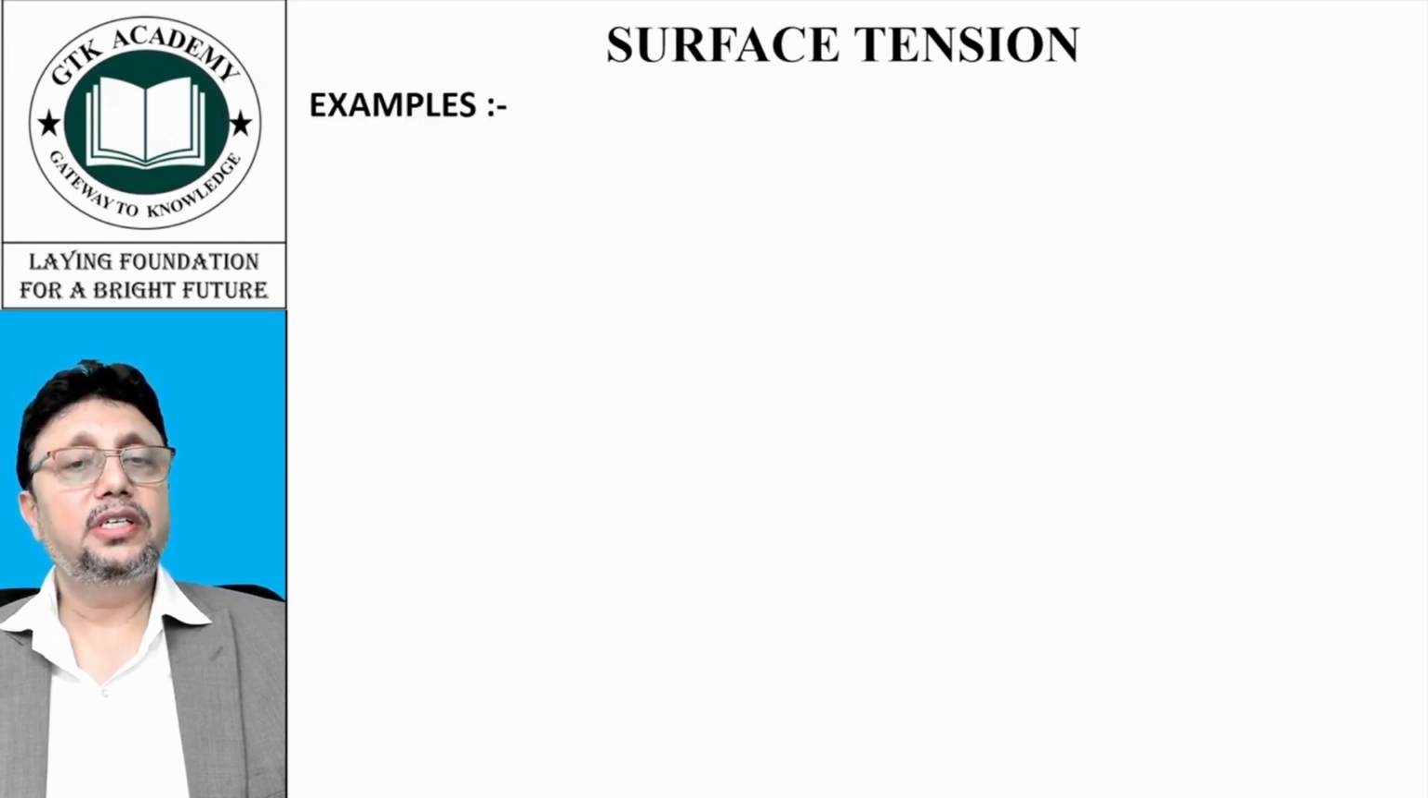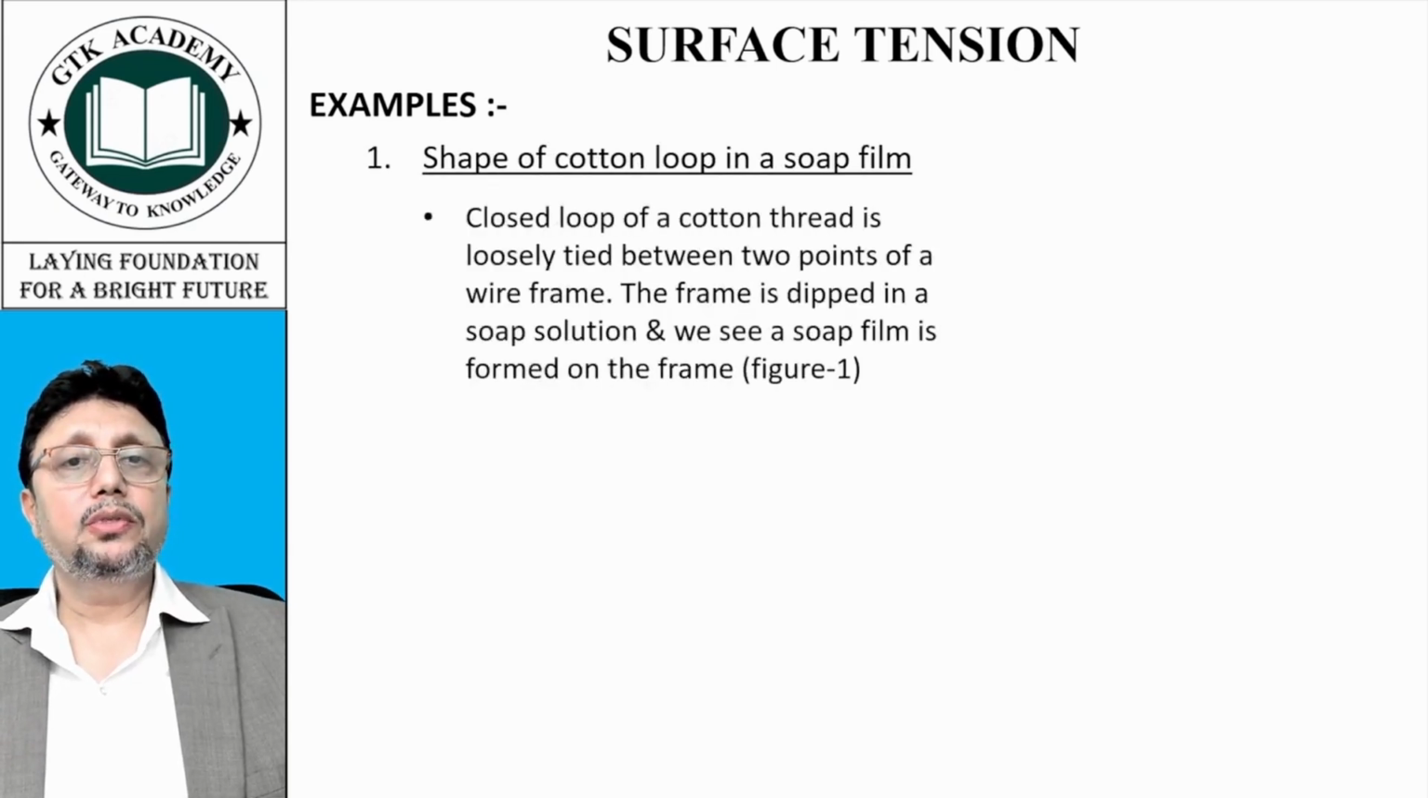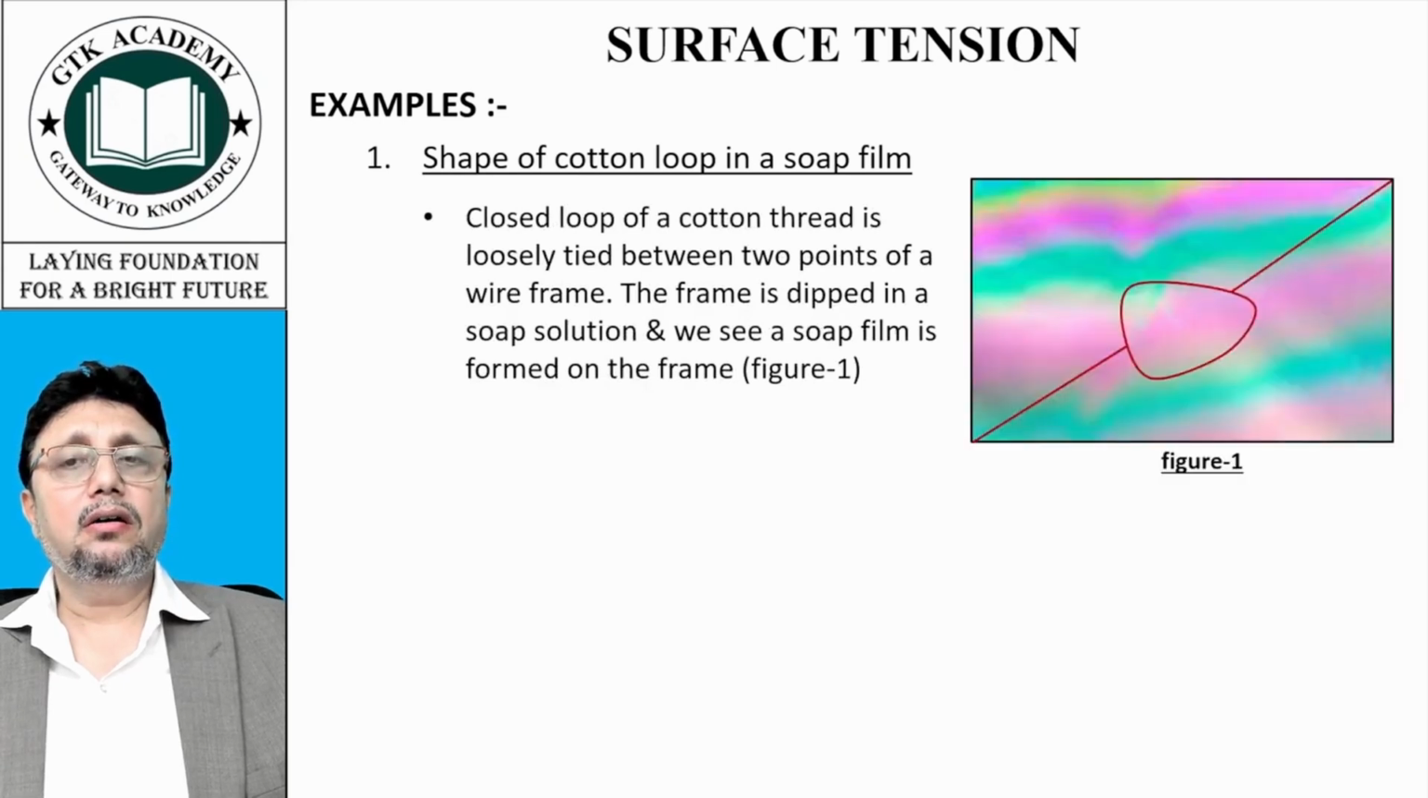Now we'll see some examples. Shape of cotton loop in a soap film. Suppose we take a soap film on a frame and we put a cotton loop in an irregular shape here.